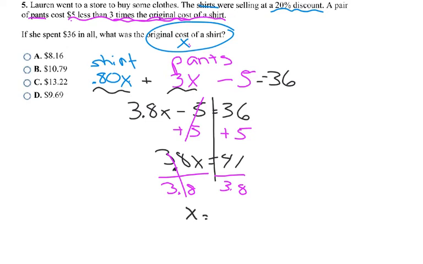And then the division on the right side turns out to be 10.79 is what it rounds to. And we're working with money, so that's why I went to 2 decimal points. And so that means the original cost of the shirt was $10.79, which is B.